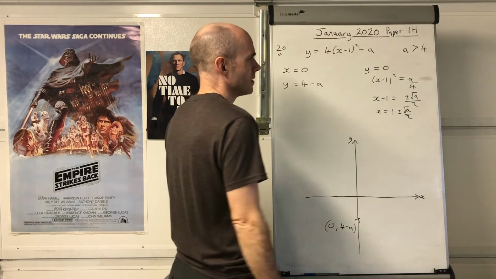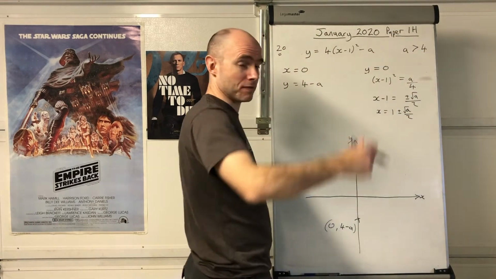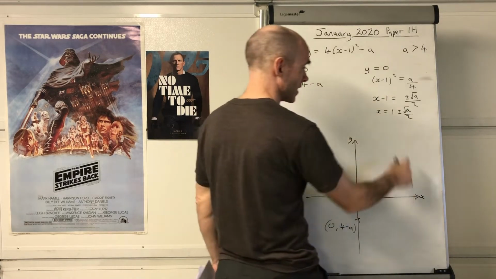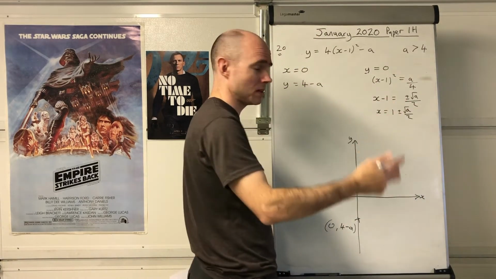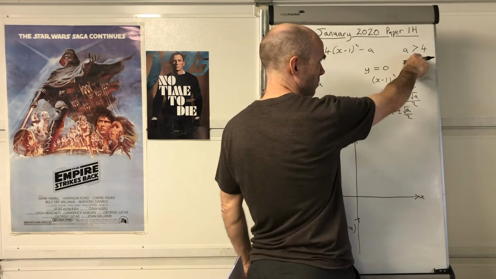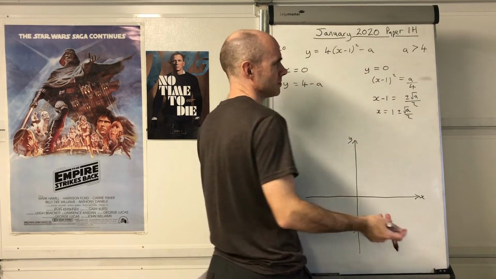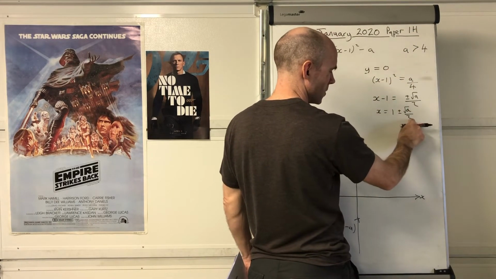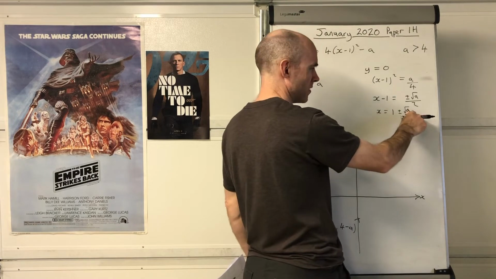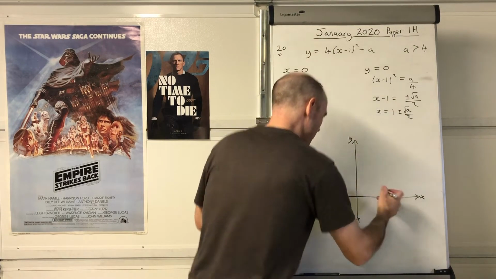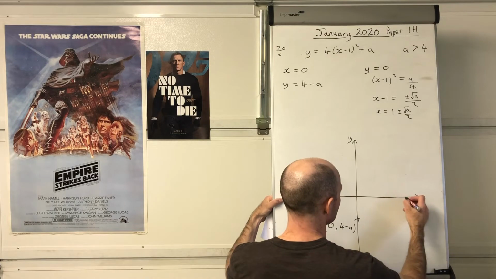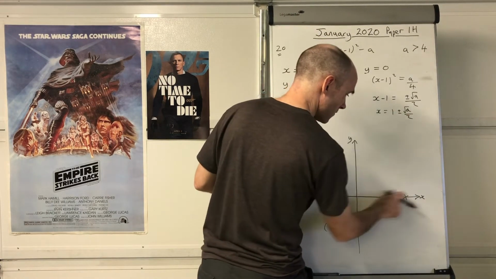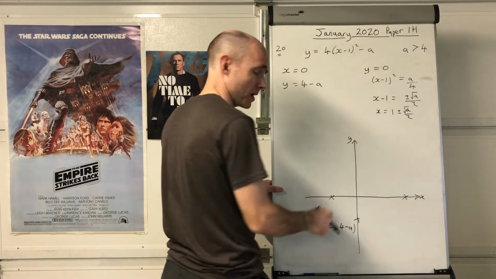So bear in mind that a is greater than 4. You've got 1 plus a positive number, and you've got 1 subtract a positive number. So let's just say a was, I don't know, pick a square number, 9. So if a was 9, you'd have 3 over 2, and 1 minus 3 over 2, 1 minus 1.5 is negative, isn't it? So that means you're going to have an x-intercept somewhere there and somewhere there. I spaced them out because I know that 1 plus root a over 2 is going to be further away from the origin than 1 minus root a over 2.